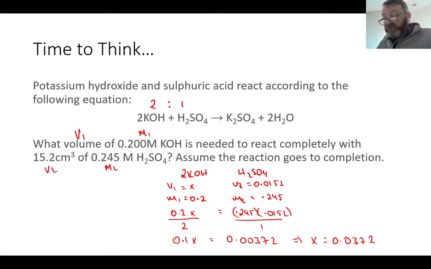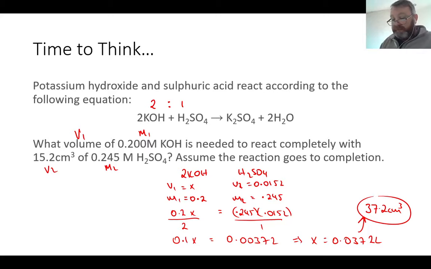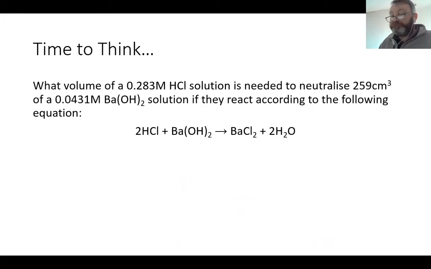Okay, now that's what? That is the volume of the KOH. So if you wish, that's always going to be in litres. If you wish, turn it into centimetres cubed by multiplying it by 1,000, and you end up with 37.2 centimetres cubed. That's the answer. Okay, so that's the volume of 0.2 molar KOH needed to react completely with 15.2 centimeters cubed of 0.245 molar H2SO4. I hope that's okay. Next one.